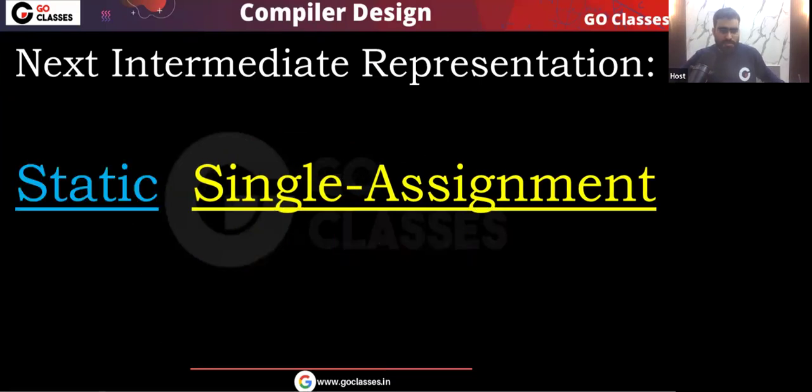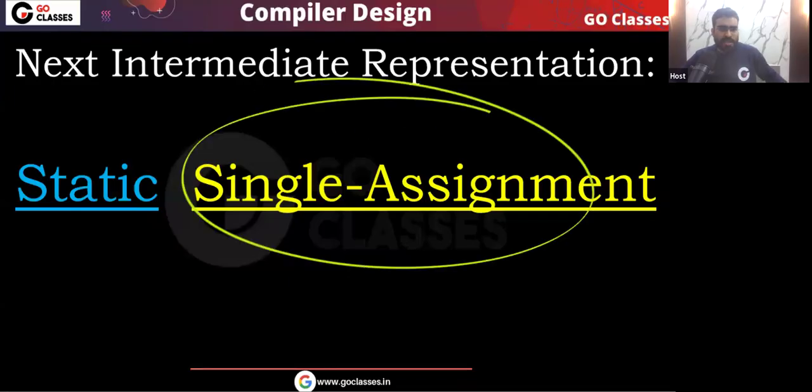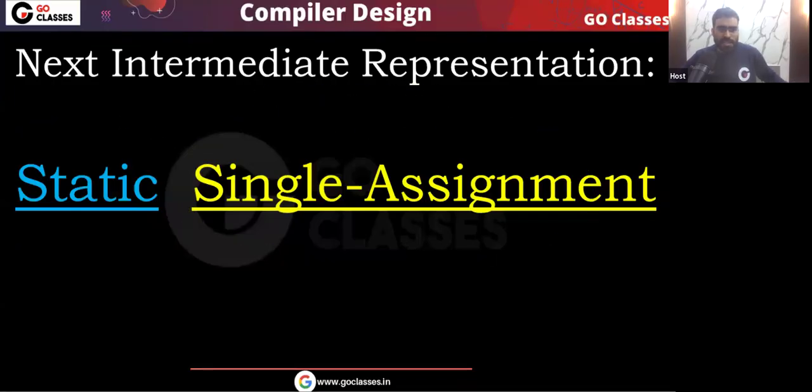Now let's see what this is. The name itself is telling you the definition of SSA. Look at the name. The name has two things: one is static, another is single assignment. Single assignment means only one assignment. So remember, the name itself is telling you the definition. What does static mean? Static simply means in the program text.